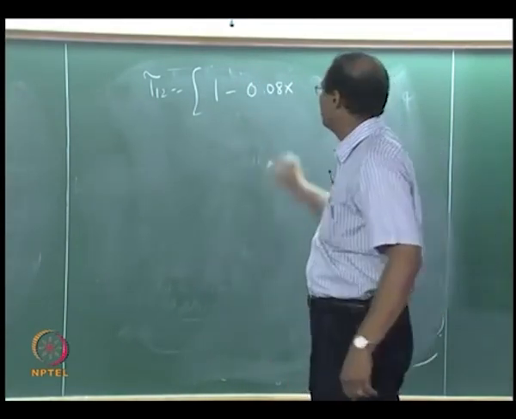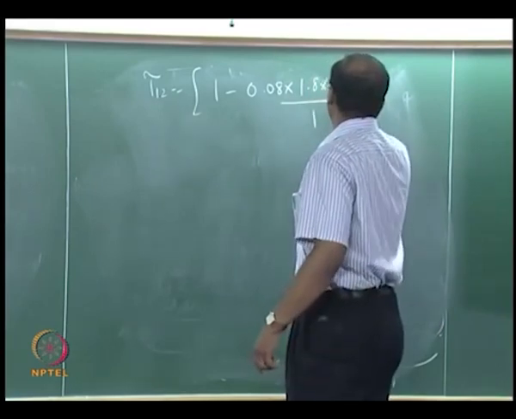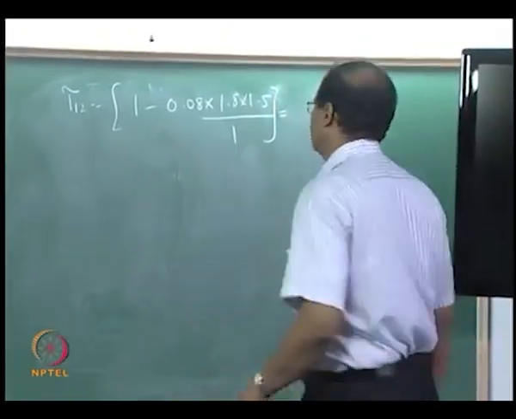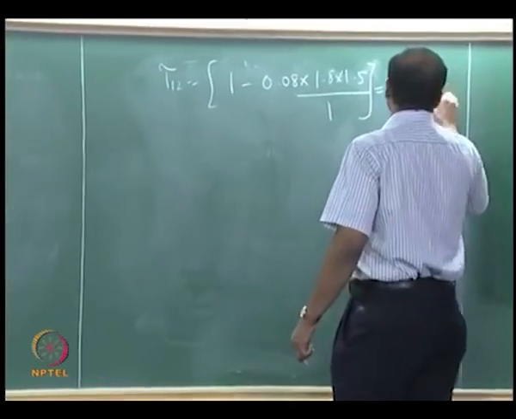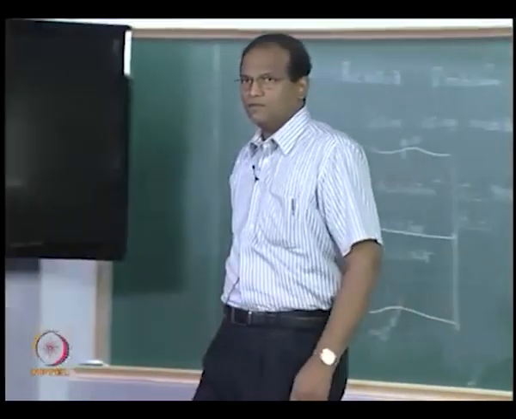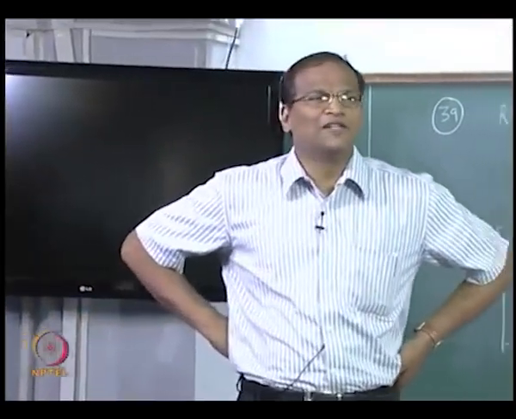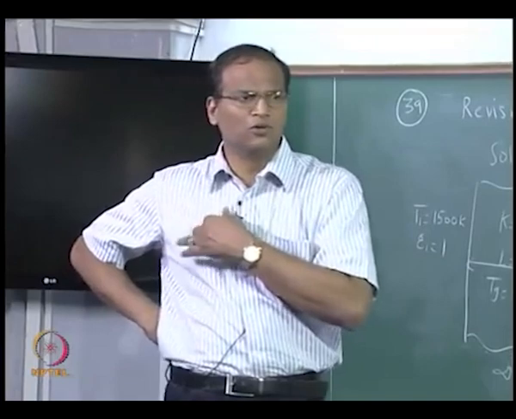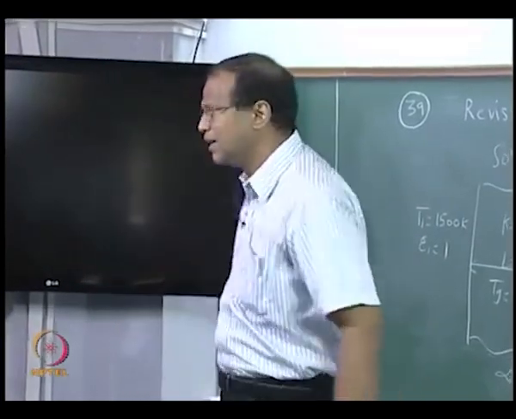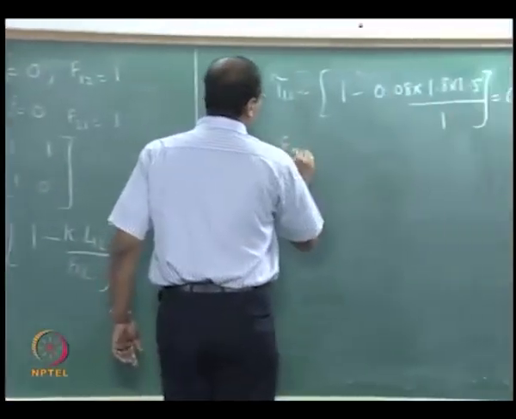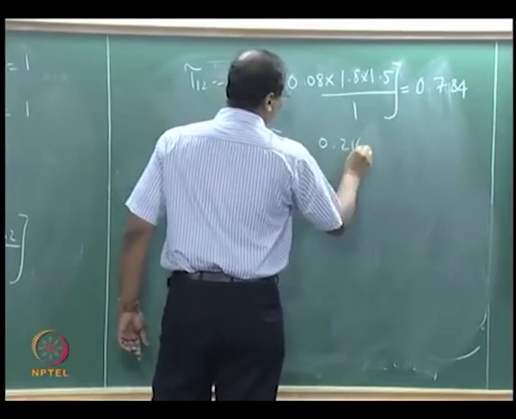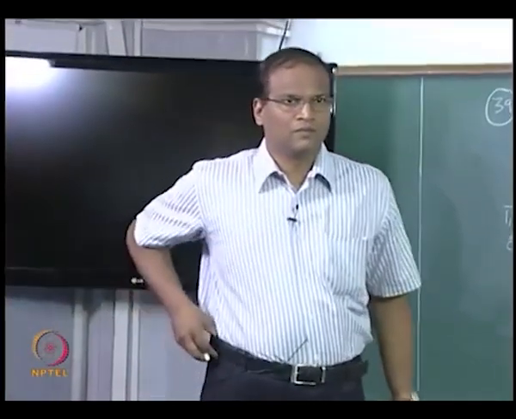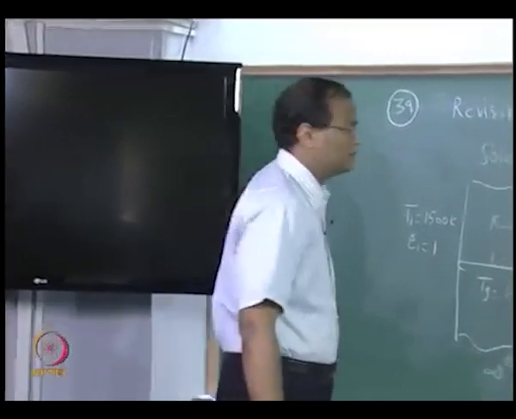What is L12 now? 1.8 into 0.784? What does it physically represent? 0.784 means the gas is allowing 80% of the radiation to go through, only 20% it is absorbing, correct. What is epsilon g? Correct, okay.